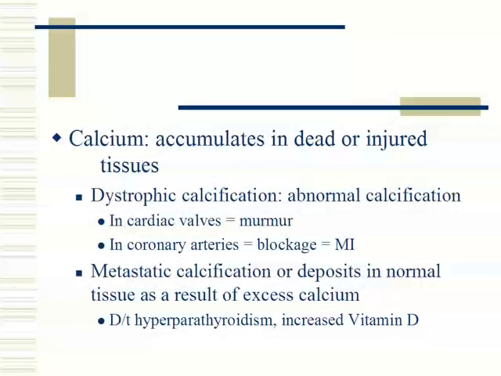In your coronary arteries, it can cause a blockage, which can lead to an acute MI or heart attack. Metastatic calcifications, or deposits in normal tissue of calcium, result due to excess calcium, and this occurs because of hyperparathyroidism or an increase in the amount of vitamin D that somebody ingests.